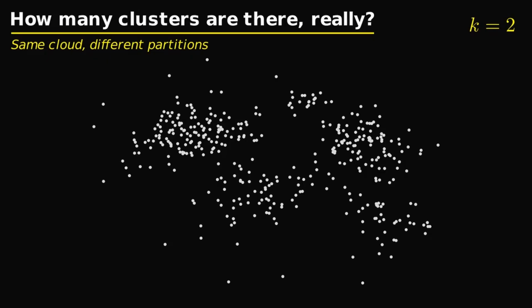2 clusters. 3. 4. 5. 6. 7. And suddenly the number of clusters is no longer obvious, almost unnatural.